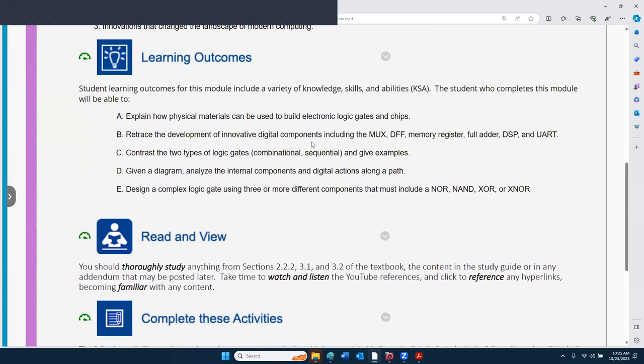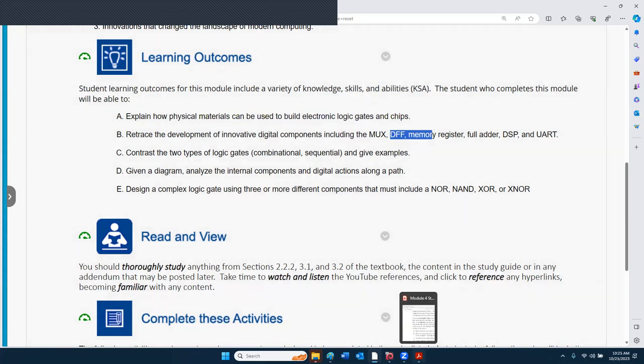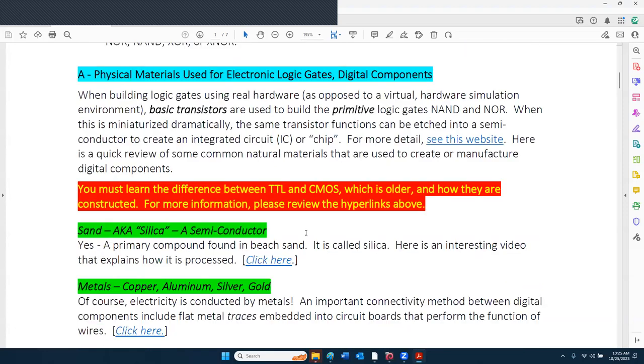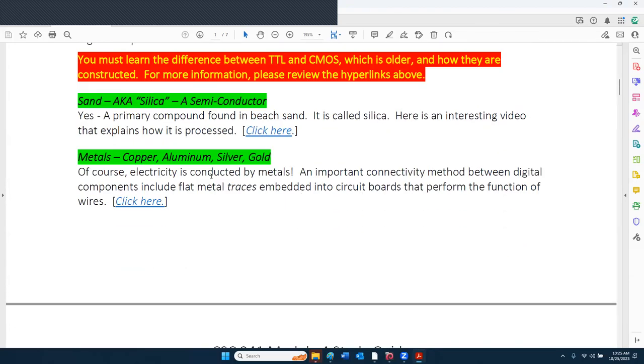So what we'd like to do is go ahead and continue to finish our review of physical materials and how digital components are built, and then pivot to get into things like the digital flip-flop and the memory register and so on. We did mention on the periodic chart that copper, aluminum, silver, and gold, back in the day, silver was actually used. Gold is still used. It's embedded over conductors in very thin layers.